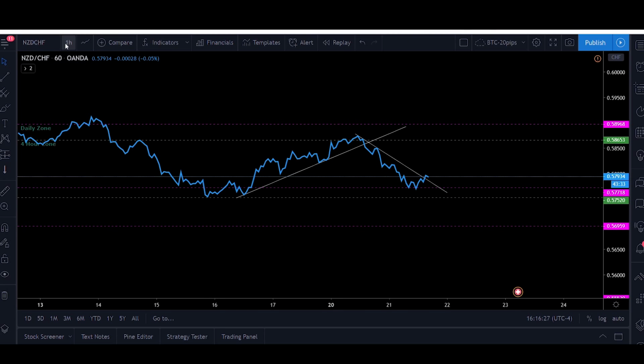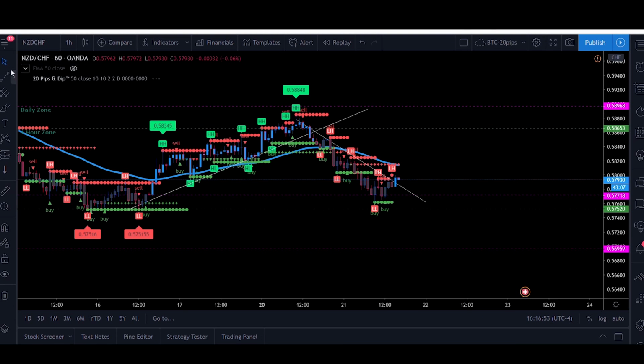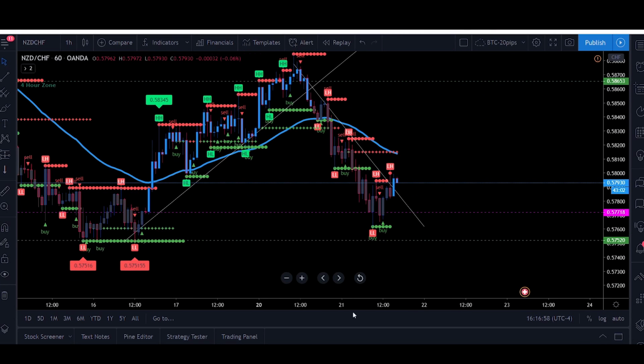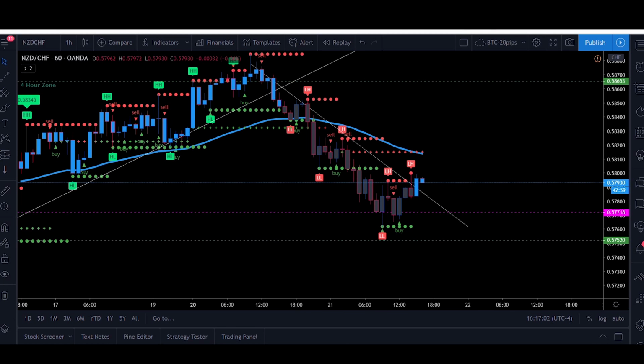Then what do you do? You look and see if you are at support or resistance. You look at how many times price has hit your level. Is there a candlestick formation? Turn on your indicator. Is there a signal? How easy is that, guys?